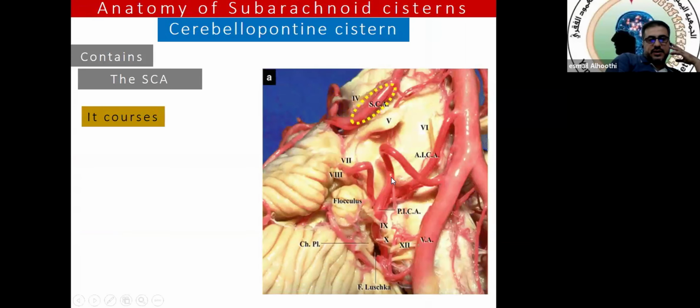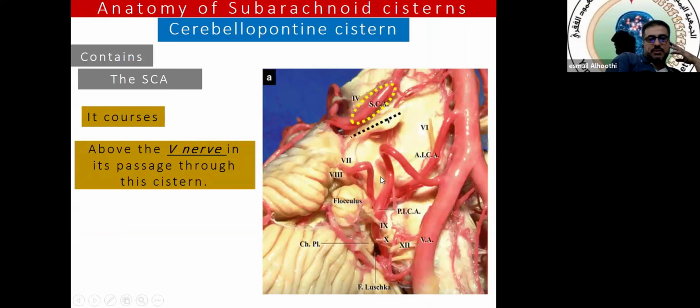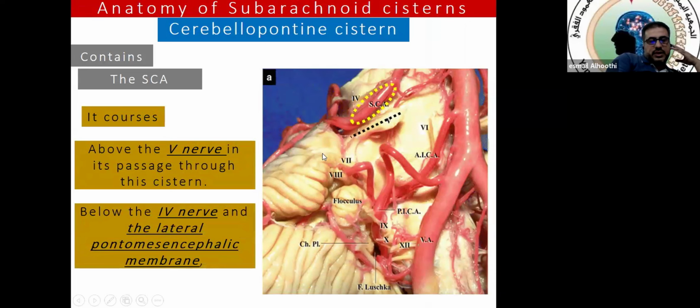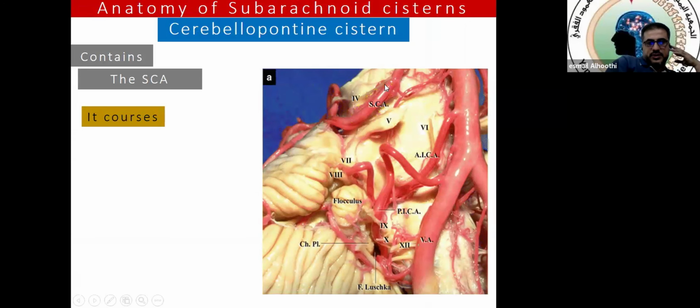The superior cerebellar artery courses above the trigeminal nerve, as we see here. This is the trigeminal nerve, this is the superior cerebellar artery. It courses below the fourth nerve and the lateral pontomesencephalic membrane. This is the fourth nerve, and this is the superior cerebellar artery between the fifth nerve and the fourth.